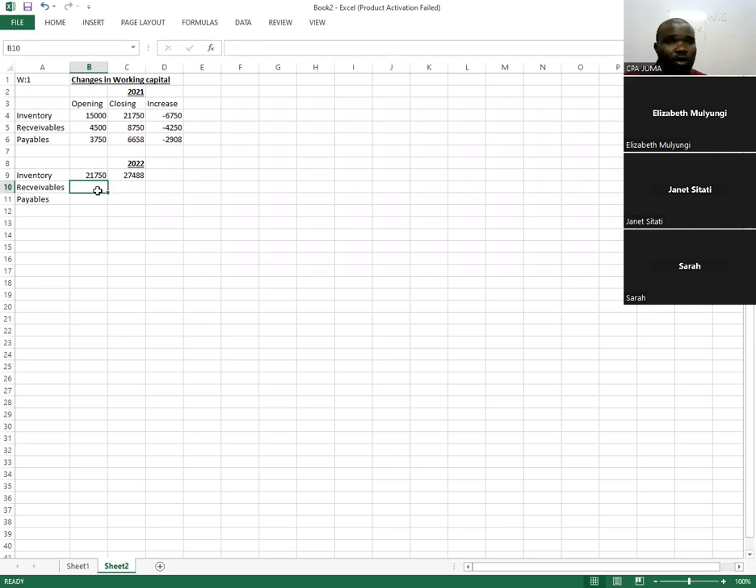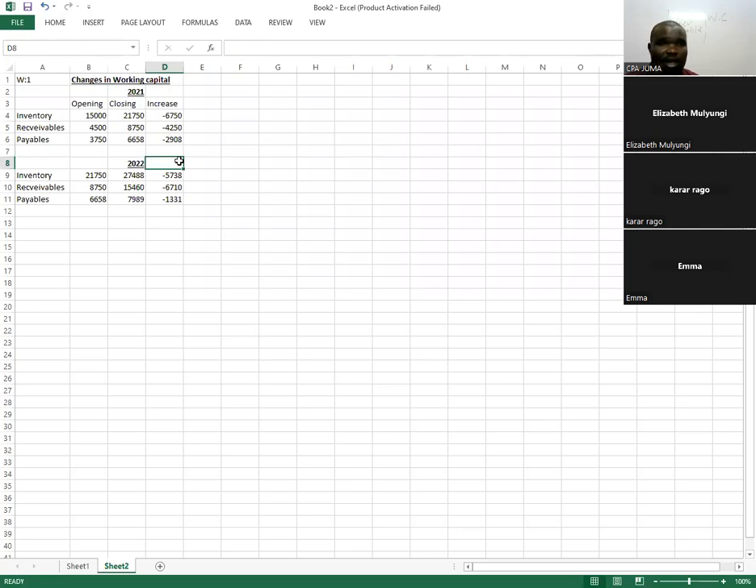Receivables opening for 2022 is the closing 2021, which was 8750, which was 15,460. Payables, 6658. Then 2022, 7989. There. Then I can still work with my formula, which was above there, to have that. Then I delete this one. I don't need it.